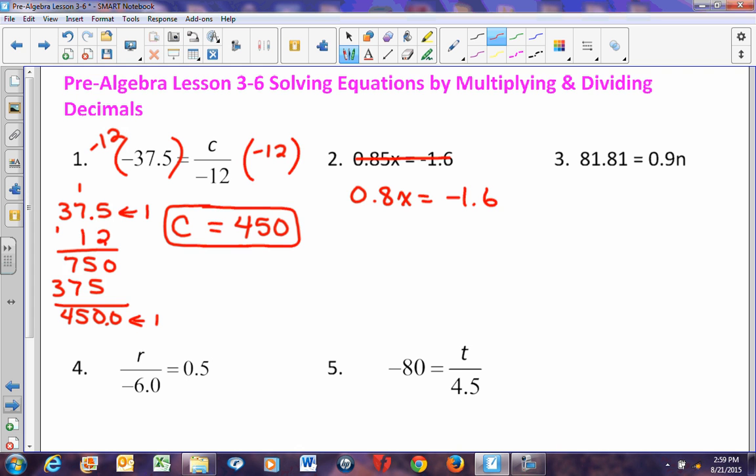All right, to solve for this, I'm going to divide by 0.8. And these will cancel out, leaving you with x. Now, if you cannot remember, this is negative 1.6 divided by 0.8. So the 0.8 is on the outside, the negative 1.6 is on the inside. Move the decimal, 8 is going into 16 twice, and it's negative.